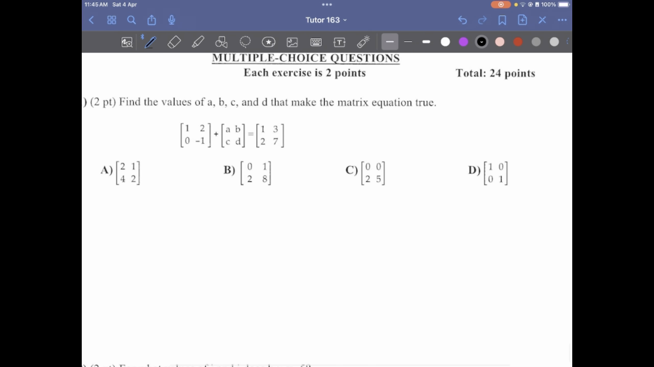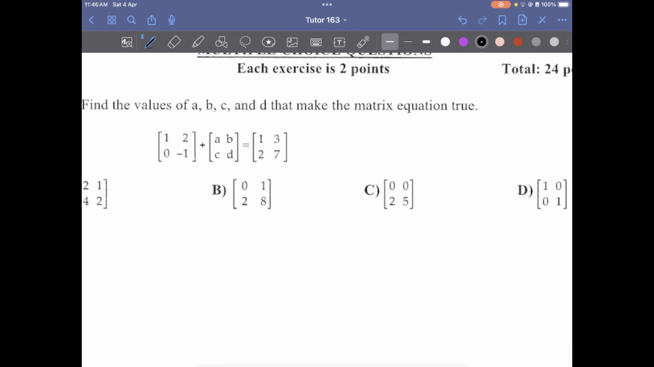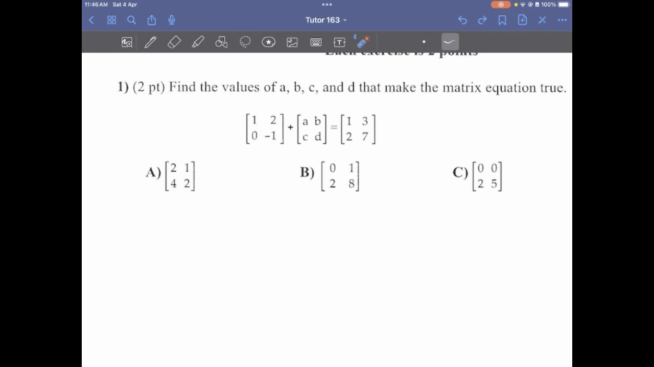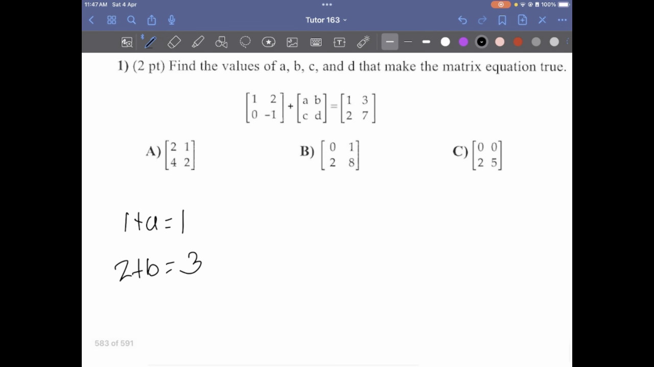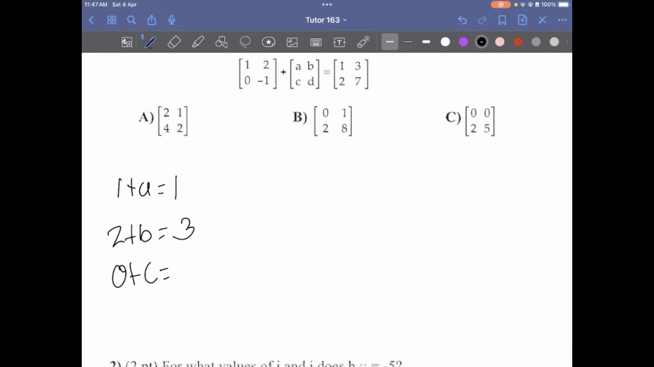Okay, multiple choice. Find the values of A, B, C, and D that make the matrix equation true. So, to do this, this is saying 1 plus A is equal to 1. So we could just set that up. 1 plus A is equal to 1. 2 plus B is equal to 3. 0 plus C is equal to 2. And negative 1 plus D is equal to 7. So all you have to do is just solve for these variables.